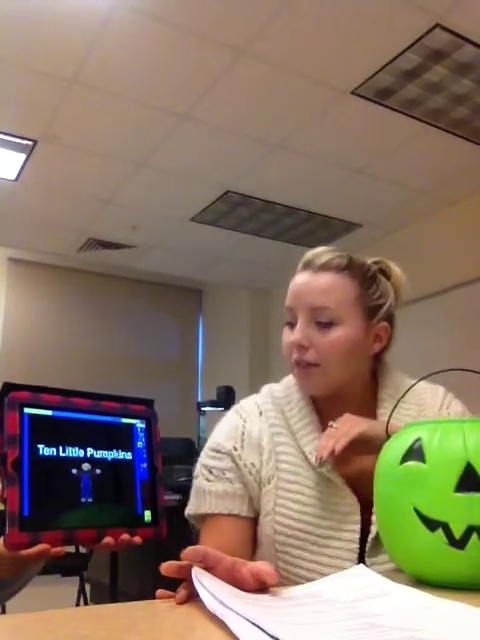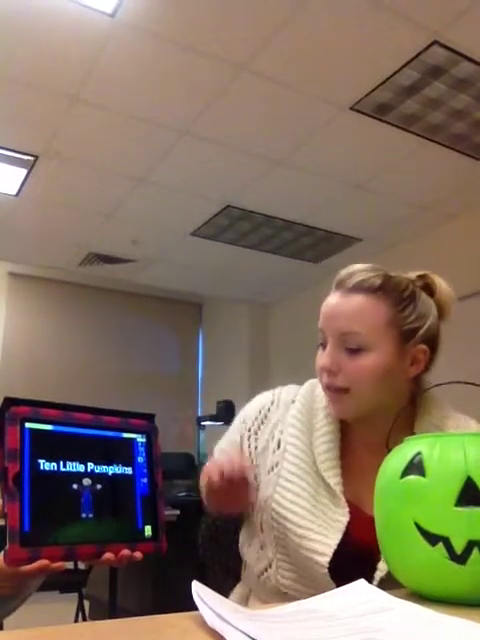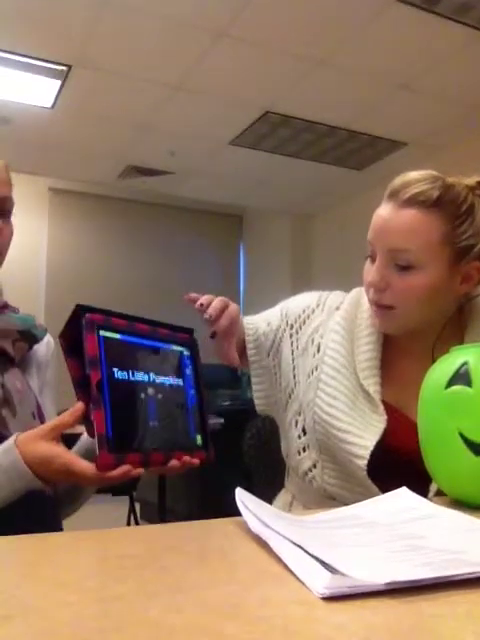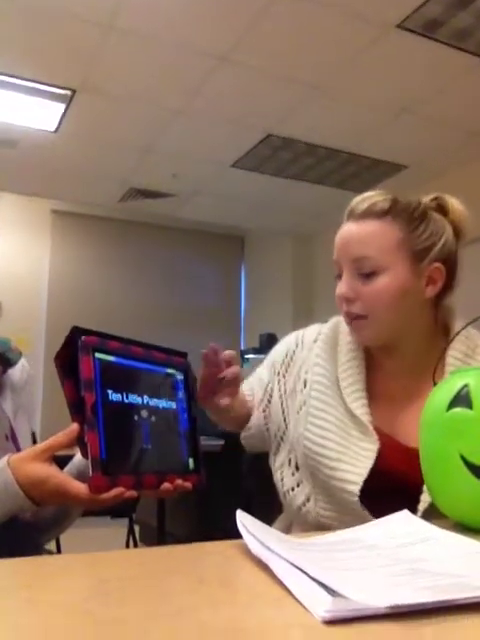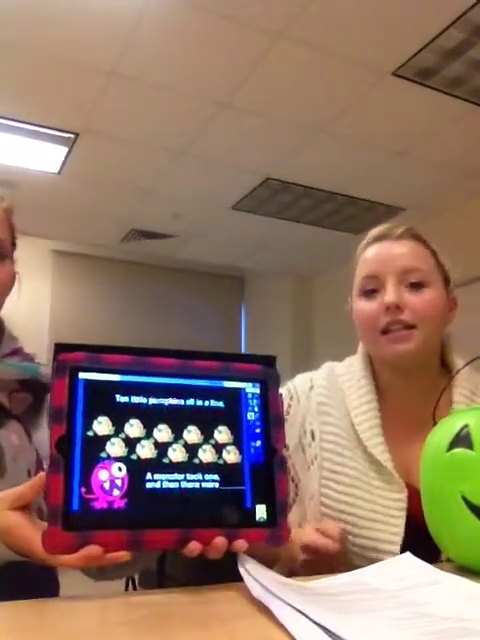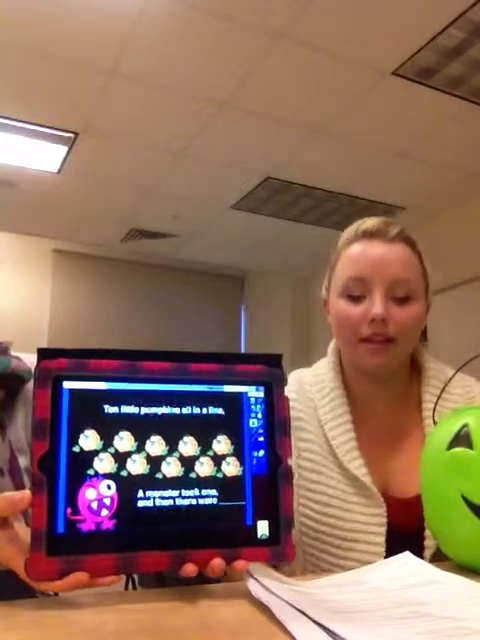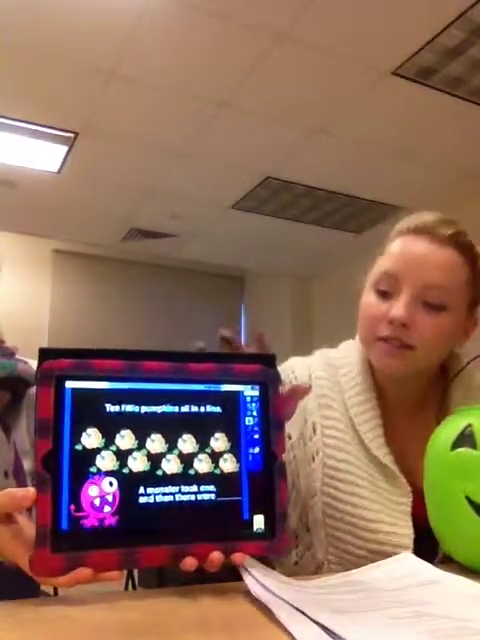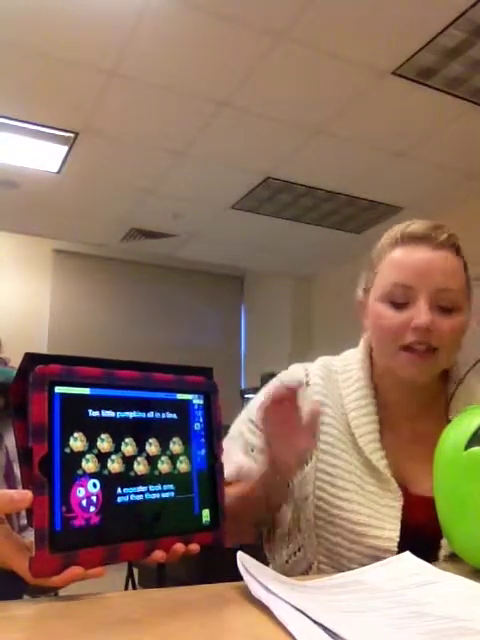So to start out the poem, it's called 10 Little Pumpkins, and this is from the Washington County Common Core wiki that I got. So the students would all be looking at this up on the projector, sitting down, and it says, and I would have my reader stick, but for now I'm just going to use my finger. It says, 10 little pumpkins, all in a line. A monster took one, and then there were.